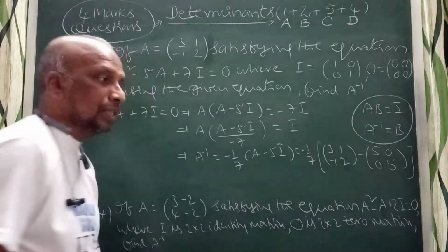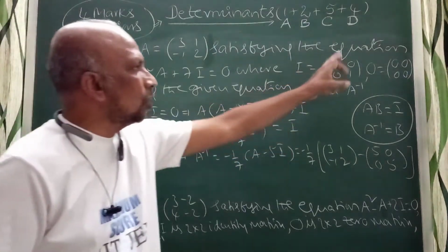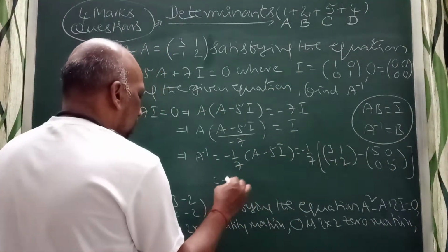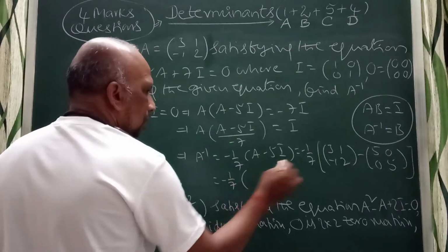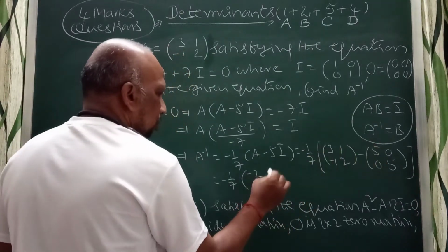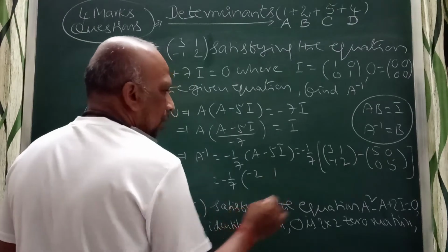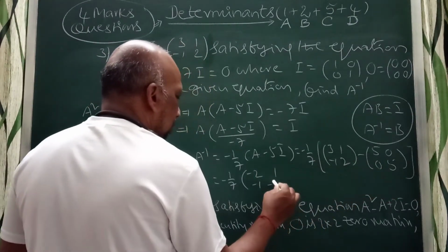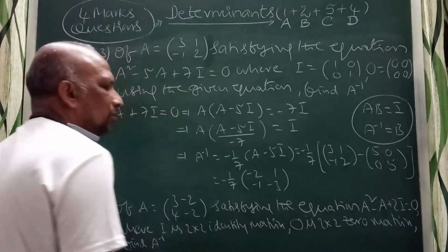I will take this y plus 5 into y: 5 0 0 5. Now I can simplify, right? I can write minus 1 by 7, 3 minus 5, minus 2, 1 minus 0, 1, minus 1 minus 0, minus 1, 2 minus 5, minus 3, right?